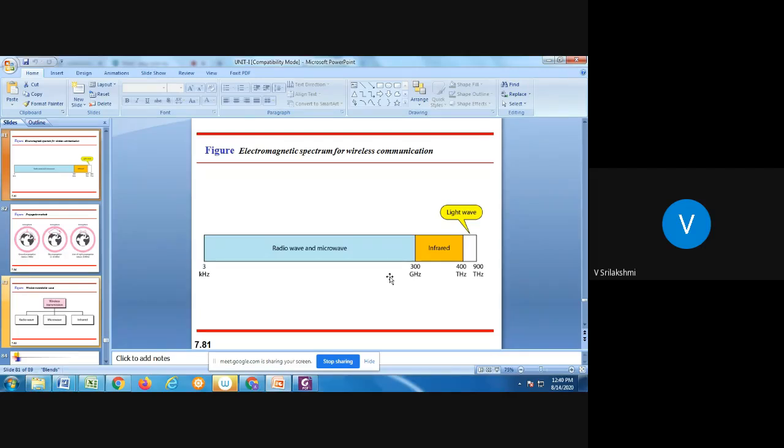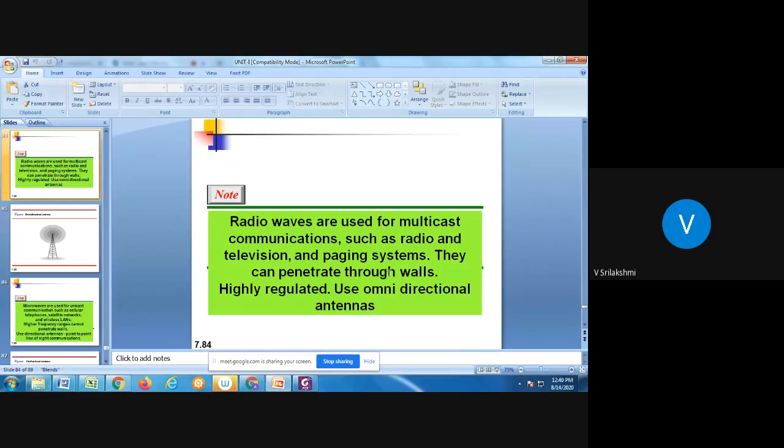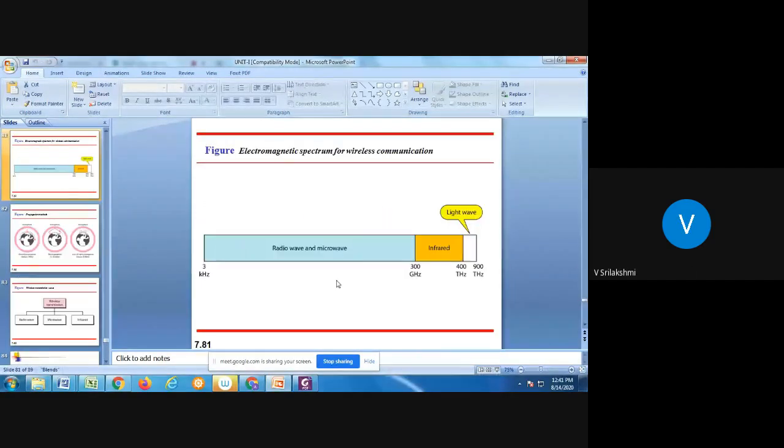Coming to the radio waves and microwaves. Radio waves are mostly used for multicast transmission, such as radios. I think all of you know about FM radio. What does FM stand for? Frequency modulation, very good. So the FM we have uses the frequency band of 3 kilohertz to 300 gigahertz in the air.